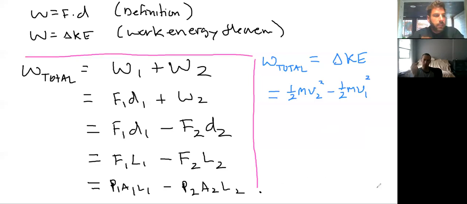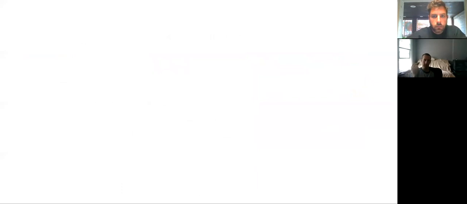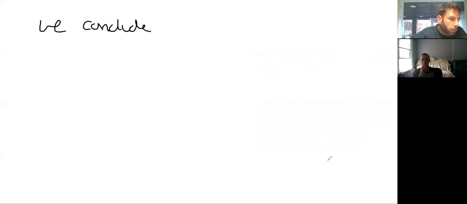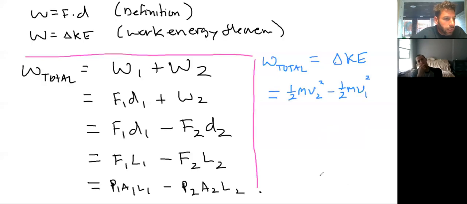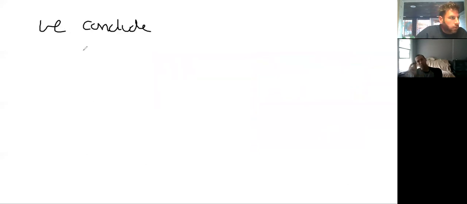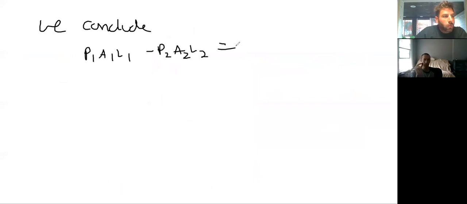So if we combine these facts, we conclude what? Well, we conclude that P1A1L1 minus P2A2L2 is equal to 1/2 M V sub 2 squared minus 1/2 M V sub 1 squared.